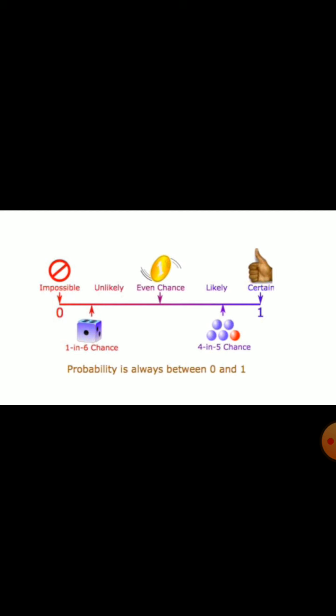Again, fourth one is likely chance. Likely chance, if I said it will rain today, it can rain or cannot, it is likely chance. Certain chance. Certain chance, like if I said today is Monday and tomorrow will be Tuesday. This is certain. If today is Monday, then certainly tomorrow will be Tuesday. So this is the certain chance. Now one thing is clear, probability always comes in between 0 and 1.